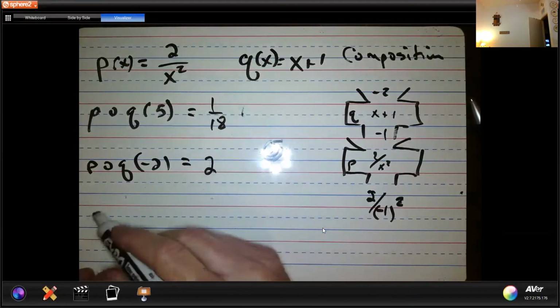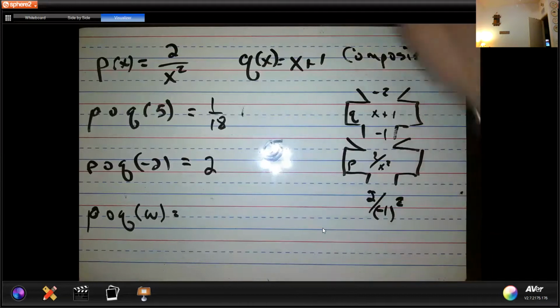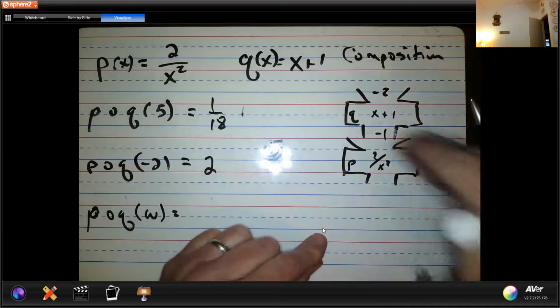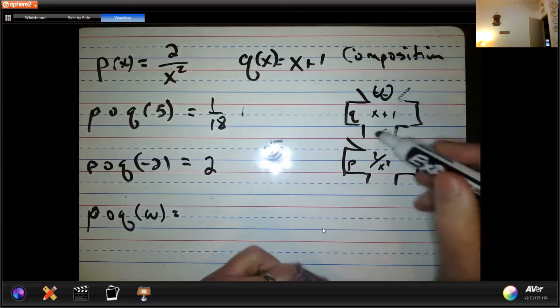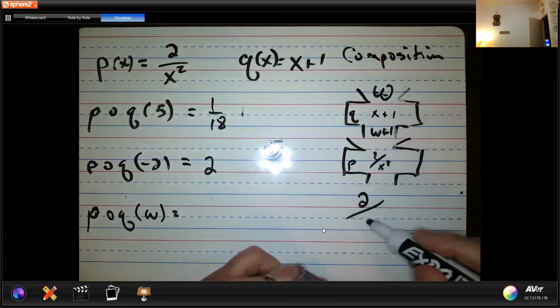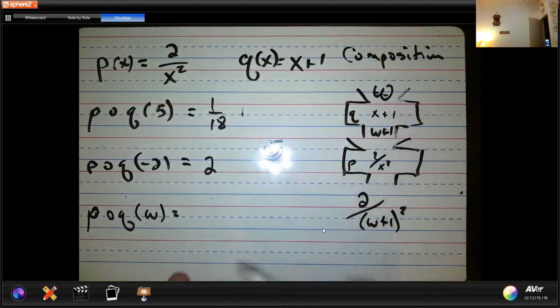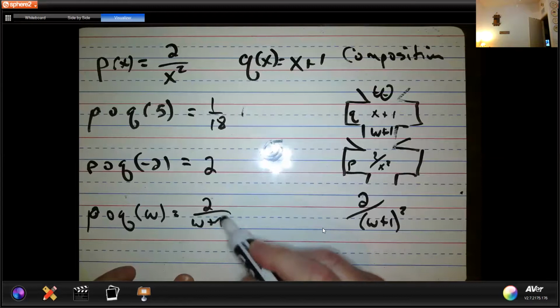So what's the formula? That's really what we want to know. P circle Q of W. Let's figure out what is the formula. So I'm going to put W in here. W plus 1 comes out and falls in here. 2 divided by W plus 1 squared. Oh my goodness. 2 divided by W plus 1 squared.